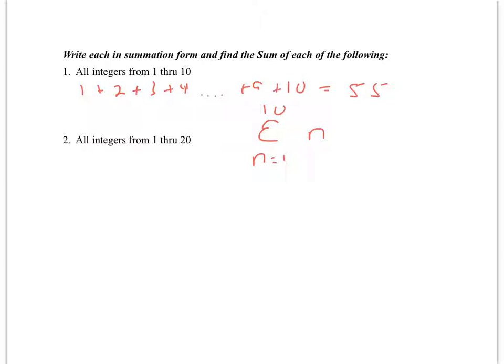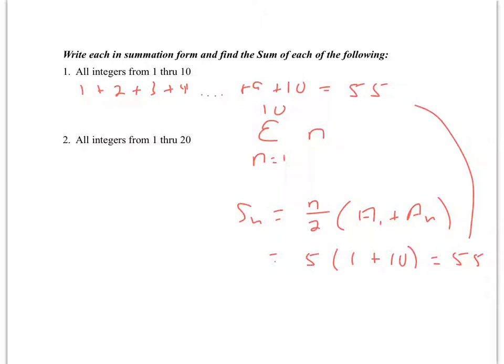We can also use our formula now. So S sub n is equal to n over 2 times our first term, a sub 1, plus a sub n, which now equals, n is 10, so 10 divided by 2 is 5, times our first term, which is 1, plus 10, our last term. 1 plus 10 is 11. 5 times 11 is 55. And you can see now we get the same answer.